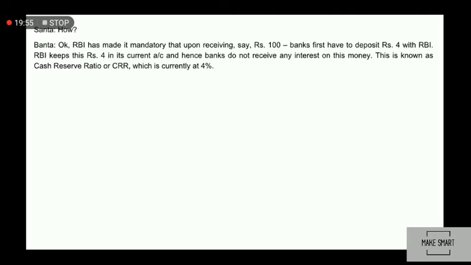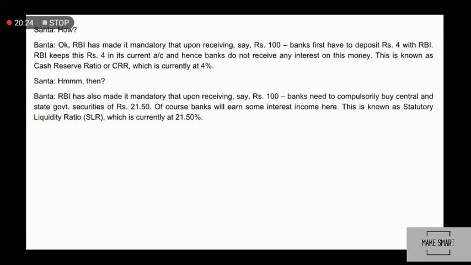Banta says, okay, RBI has made it mandatory that upon receiving 100 rupees, bank first has to deposit 4 rupees with RBI. That is CRR, 4% or 4 rupees to RBI. RBI keeps this 4 in its current account and hence bank does not receive any interest on this amount. This is known as cash reserve ratio, which is currently at 4%. Then after 4%, they have 96 rupees left.